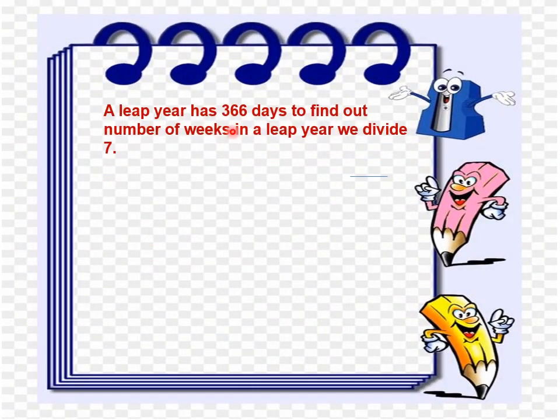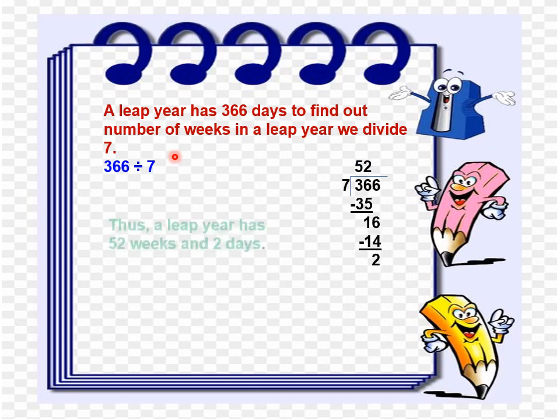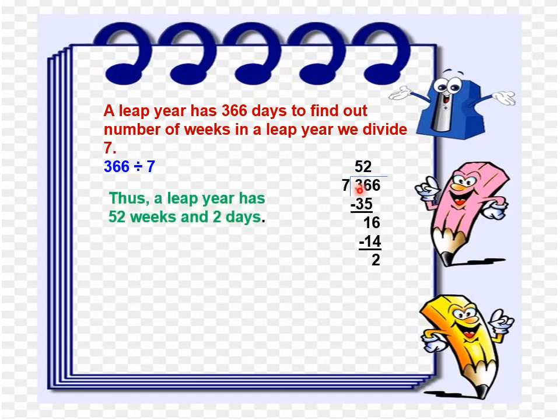A leap year has 366 days, because in February there are 29 days, so 1 day is more, and it becomes 366 days. To find the number of weeks in a leap year, we again divide the total number of days by 7. So 366 divided by 7. 7 fives are 35, so we get 1 as a remainder. We carry down 6, so 7 twos are 14, and we get 2 as a remainder. So a leap year has 52 weeks and 2 days.